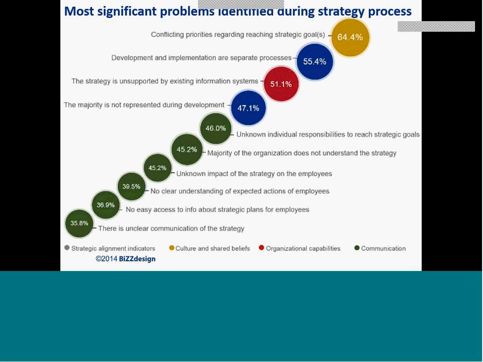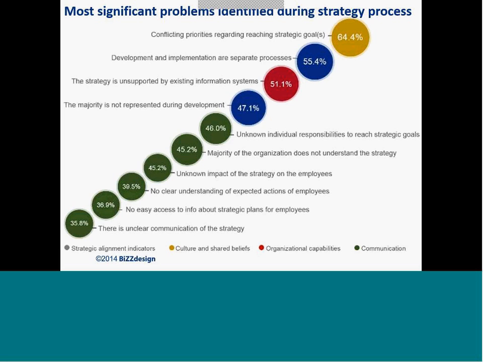Then we asked, what are the most significant problems in the process? More than 50% state conflicting priorities as the biggest issue for them. So those participating in the strategy development phase have different theories or are unclear about what is the most important aspect coming out of the strategy. Clear shared beliefs was the top one. On the strategic alignment indicators, development and implementation are separate processes, and the majority of the people are not represented during development. So number 2 and number 4 are strategic alignment indicators. Organizational capabilities, the third point, is about having a lean organization. The current IT is not supporting the new strategy, so the strategy should be about what you can actually reach with what you have today.